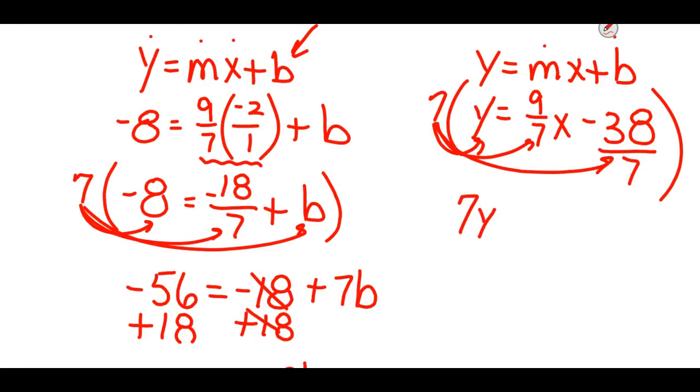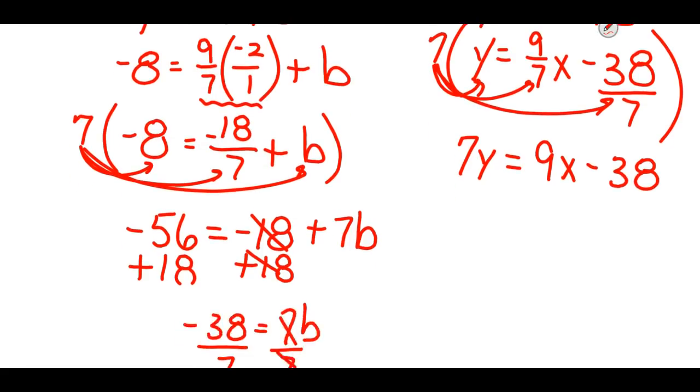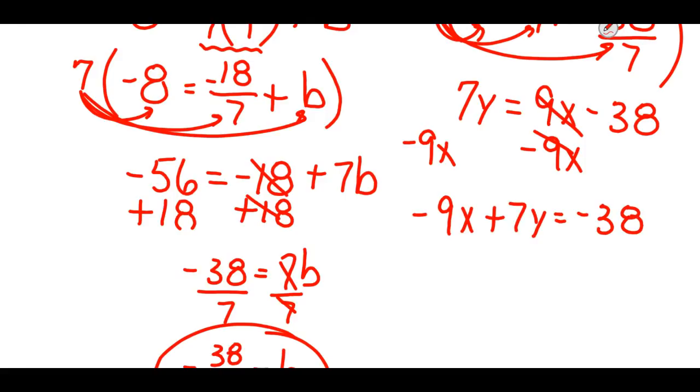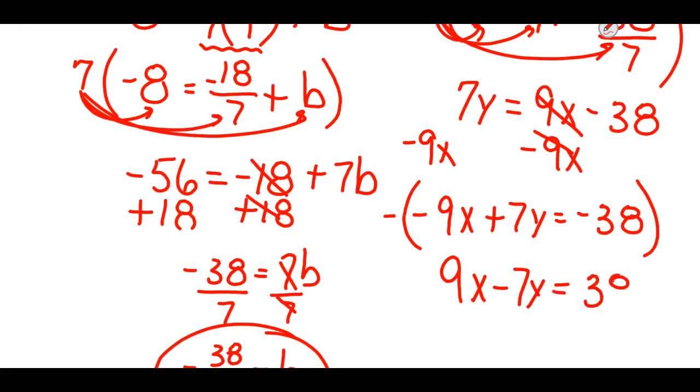So 7y equals, my 7's reduce, 9x, again my 7's reduce, to give me a negative 38. Now I have to put this in standard form, which means, again, I'm going to have to move my x. So I'm going to move my x over here. These will go to 0. So I have negative 9x plus 7y equals a negative 38. Now x can't be a negative, so again I'm going back to the distributive property, multiply by a negative. So this gives me a positive 9x minus 7y equals a positive 38.